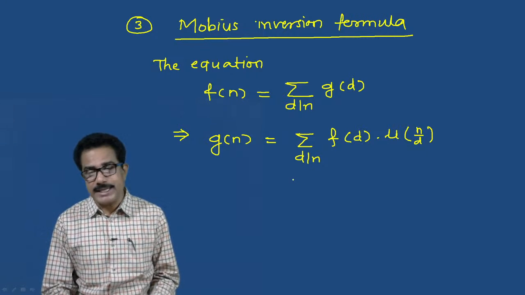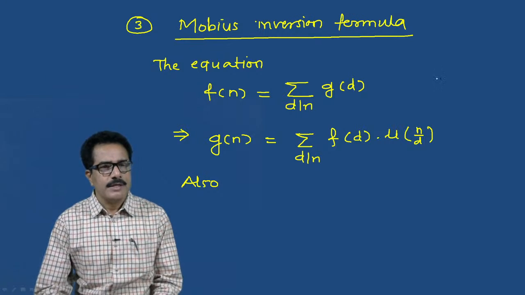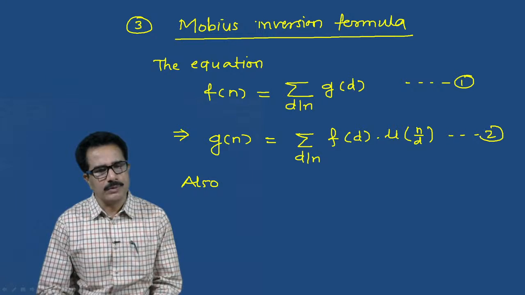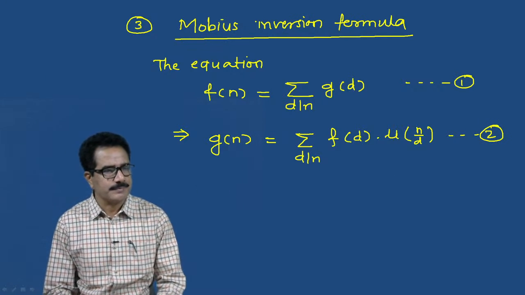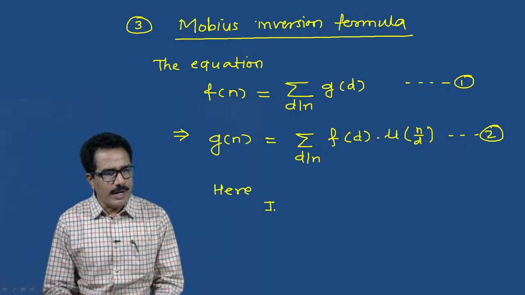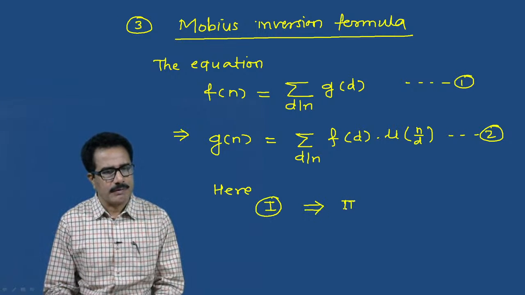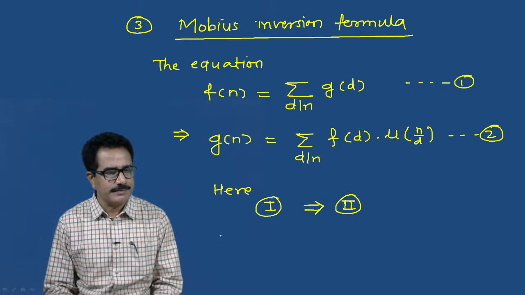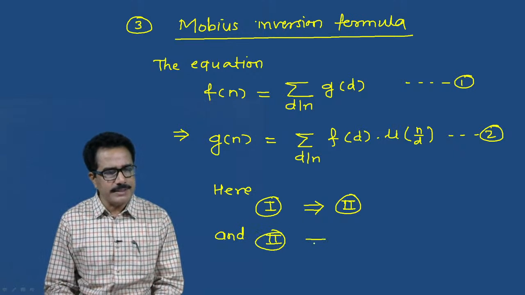Similarly, we can say that, suppose this is 1 and this is 2, then 1 implies 2, and 2 implies 1.